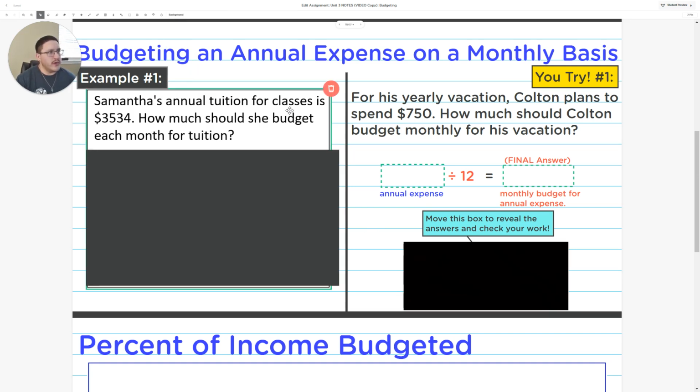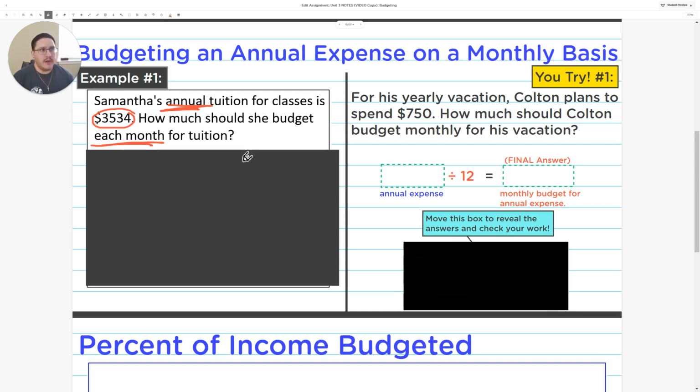Samantha's annual tuition for classes is $3,534. How much should she budget for each month for tuition? So the key word here is annual. Tuition is $3,534. She wants to know how much she needs to budget each month for tuition.